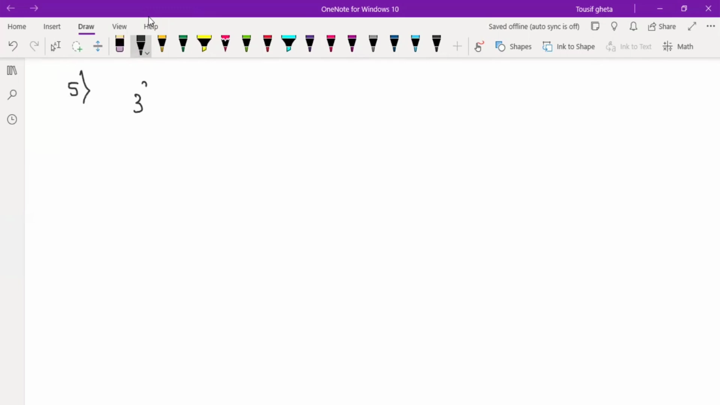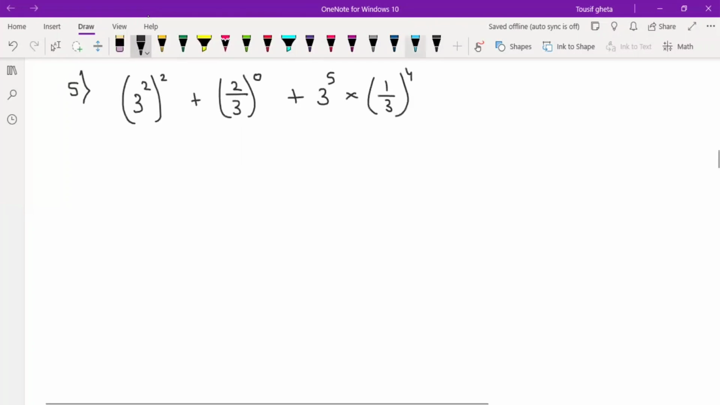3 square whole square plus 2 by 3 whole to the power of 0 plus 3 to the power of 5 into 1 by 3 whole to the power of 4. Let us see what we can do. Let us multiply the powers for the first exponent, it is 3 to the power of 4. For the second term, the exponent has 0 as a power, so we're going to write down 1. Plus 3 to the power of 5, we're going to write down as it is, into.